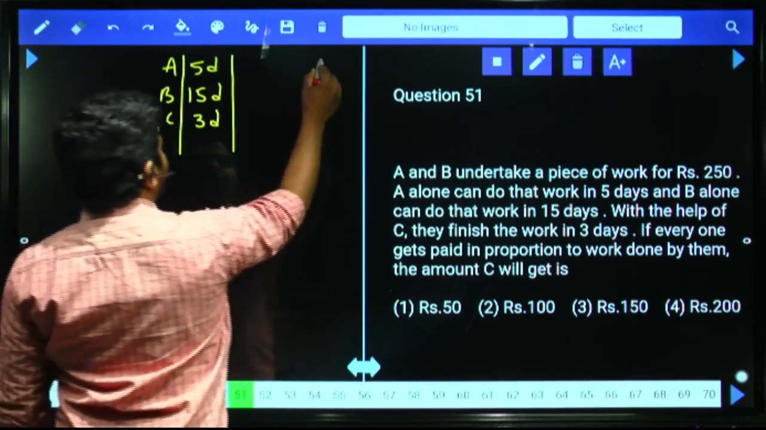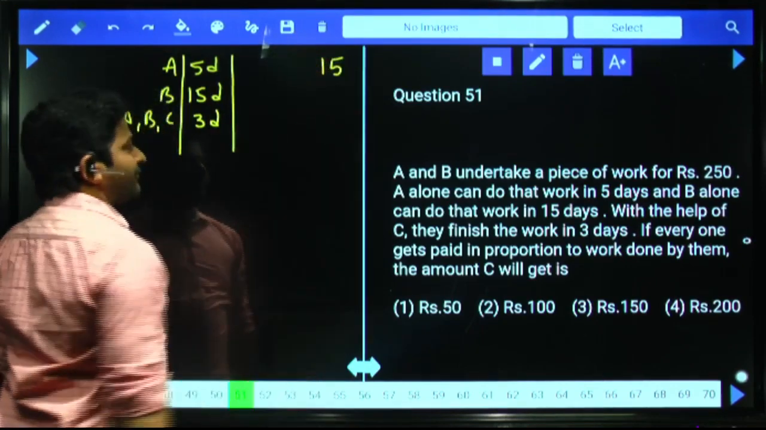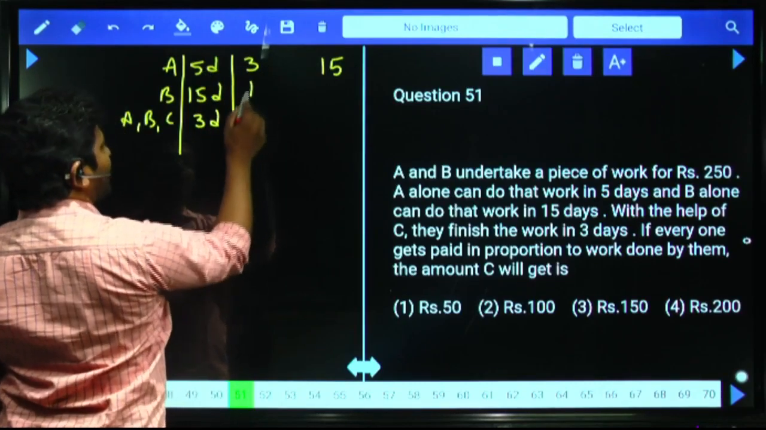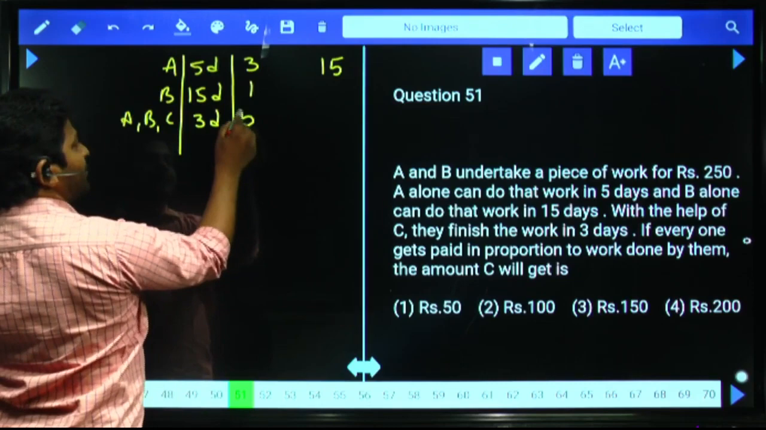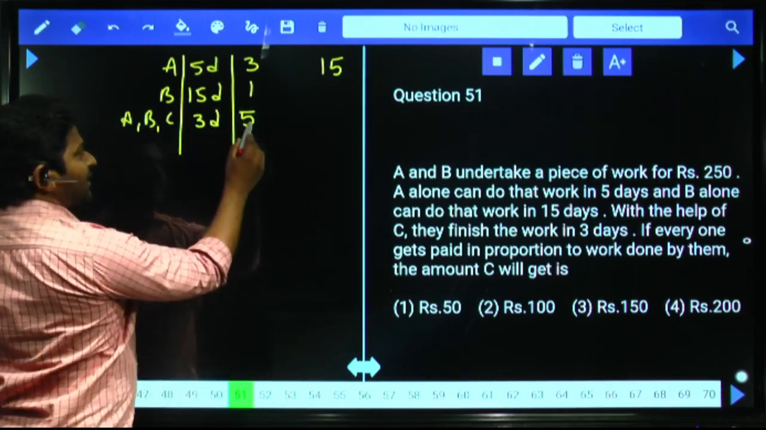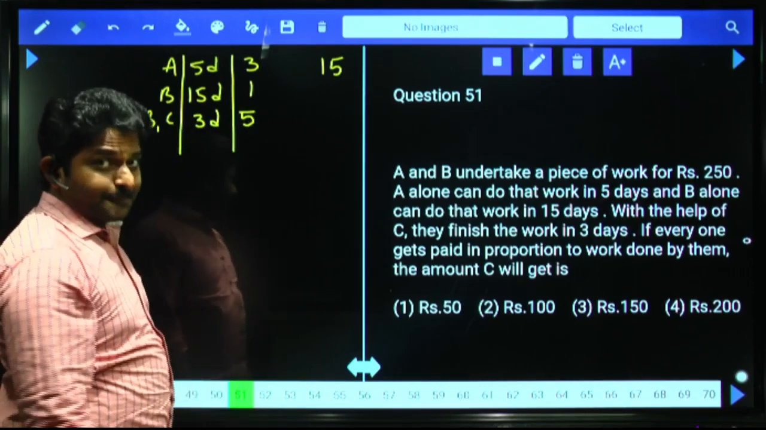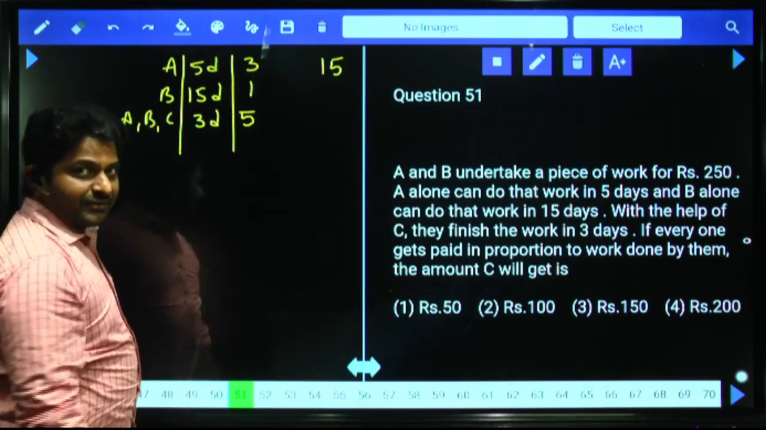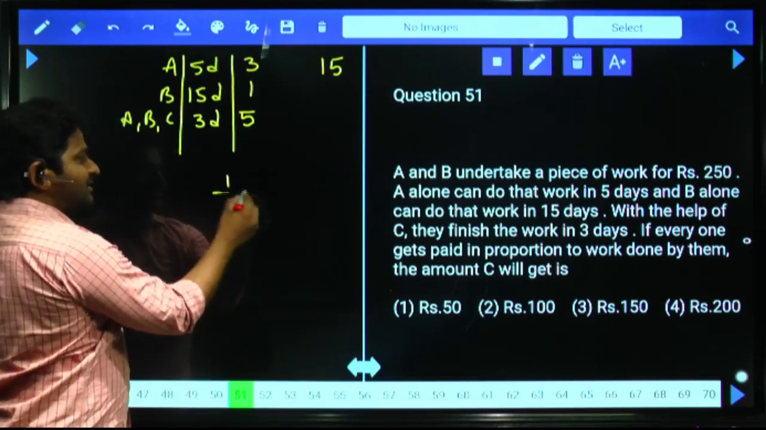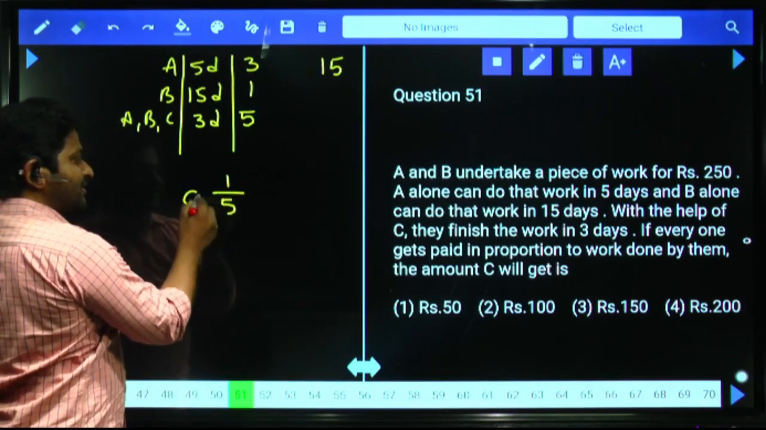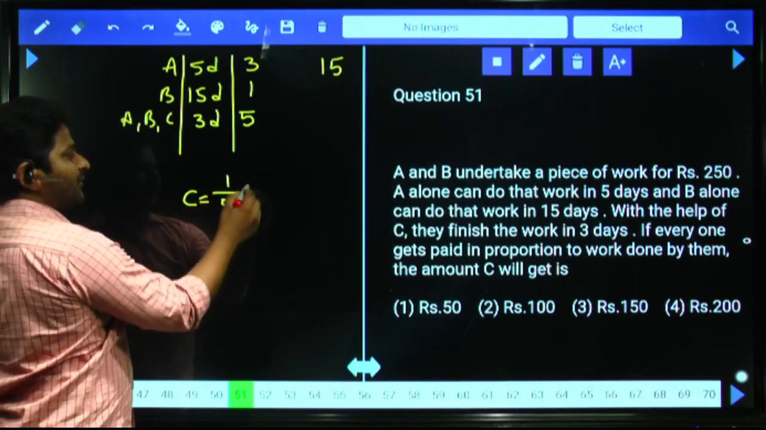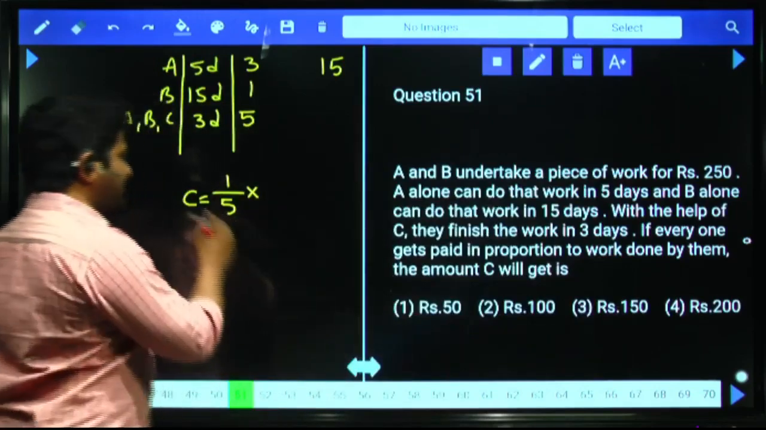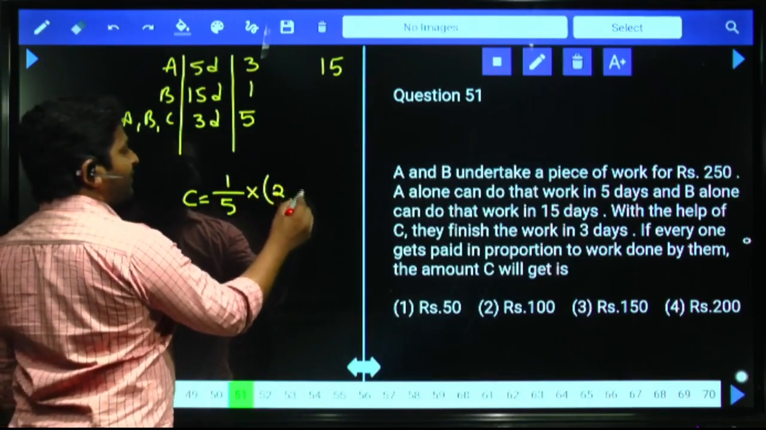Now let's go for units method. LCM, total 15 units. A alone can do 3 units, B alone can do 1 unit, all together can do 5 units. Now this 5 units work is A, B, C's 1 day work, out of which A and B together do 4 units of work. Then 1 unit work is C's work out of 5 units. So out of total amount 250 rupees, C's share is going to be 1/5 of 250.